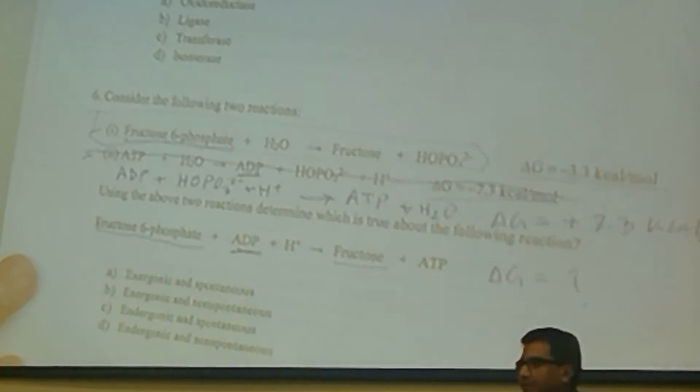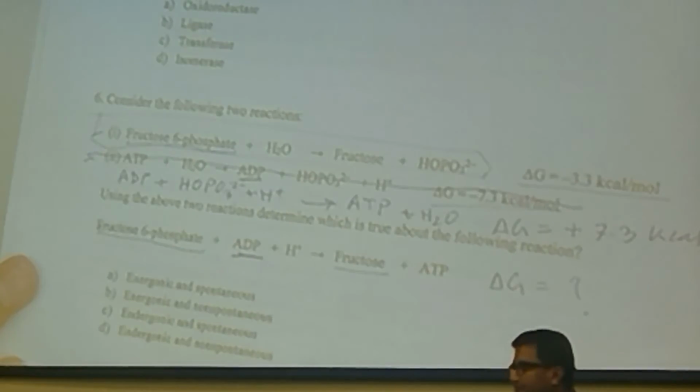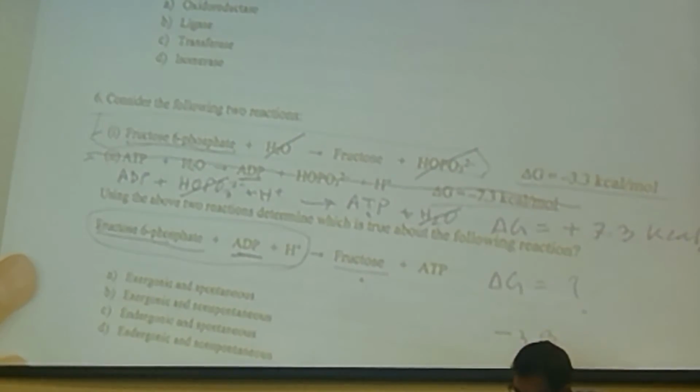So now if I add these two equations, I know that identical quantities from the left hand side and right hand side can be cancelled. For example, this one and this one can be cancelled. I have fructose, I have ATP, and that's all. And what will be the delta G? Now, by adding these two, that will be minus 3.3 plus 7.3. So the positive sign is bigger, so the result is going to be plus 4.0. That would be the delta G value for this reaction.